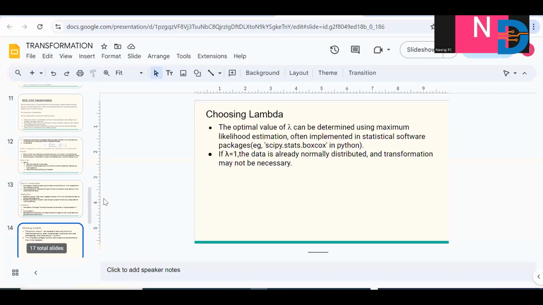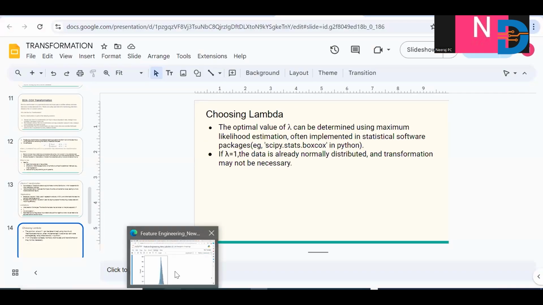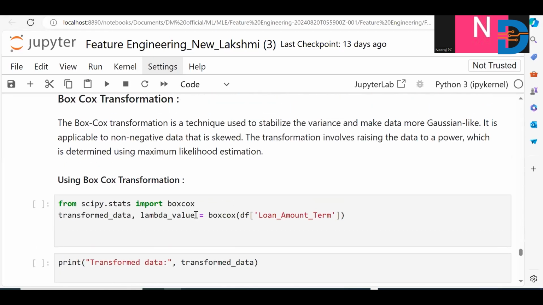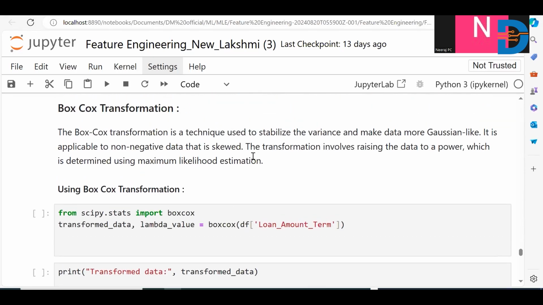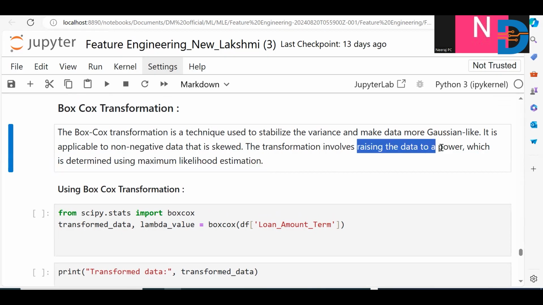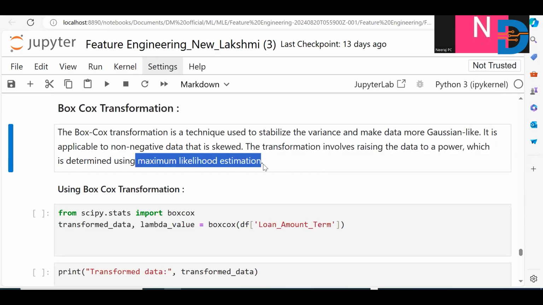So let's see the practical implementation part. Here again, I would like to highlight the point: it is applicable to positive data. Even if you are getting negative or 0 values, you have to convert them. This transformation involves raising the data to a power. What is that power here? Lambda, which we'll be finding out with maximum likelihood estimation.